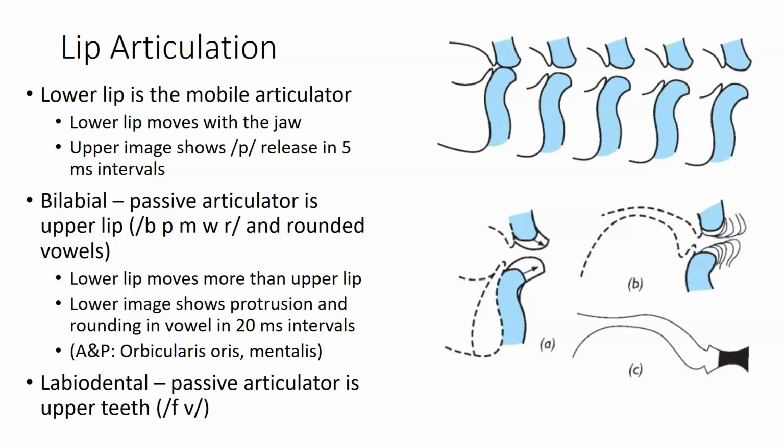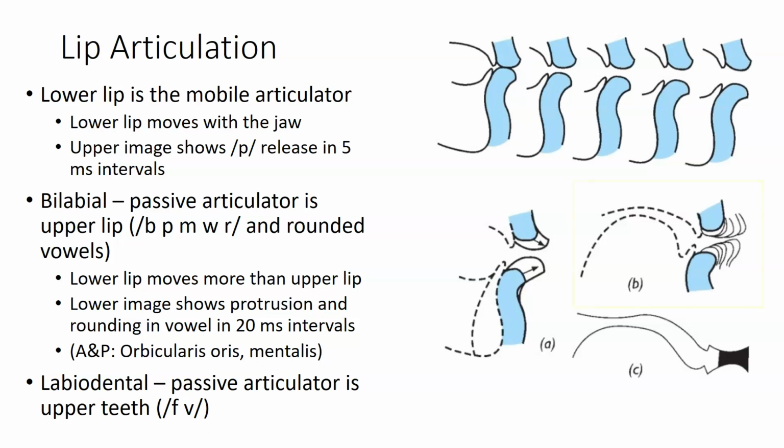In our bilabial sounds, the passive articulator is the upper lip. This happens in b, p, m, w, and r, as well as the rounded vowels. When the lips come together, generally the lower lip moves more than the upper lip. And in the case of these rounded vowels especially, there's not just bringing the lips together, but they are also protruded.